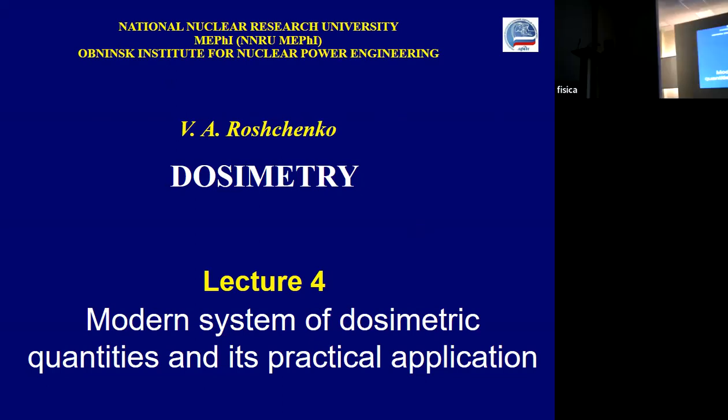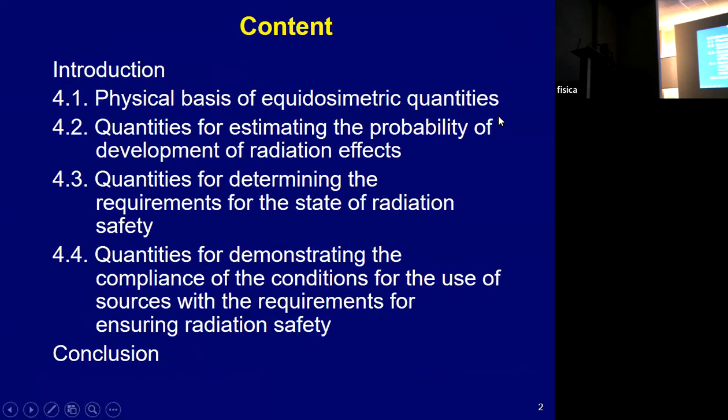Good afternoon. Today we have a lecture on dosimetry, which is devoted to the modern system of dosimetric quantities and its practical application. For today we have to touch on some physical basis of every dosimetric quantity, discuss quantities for estimating the probability of the development of radiation effects, also quantities for determining the requirements for the state of radiation safety, and quantities for demonstrating the compliance of the conditions for the use of sources with the requirements of ensuring radiation safety.